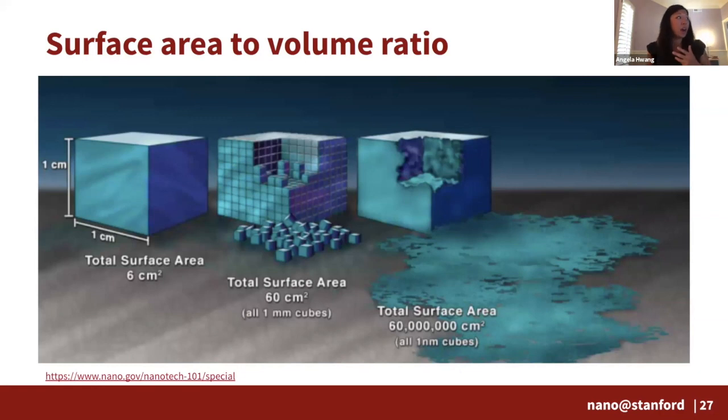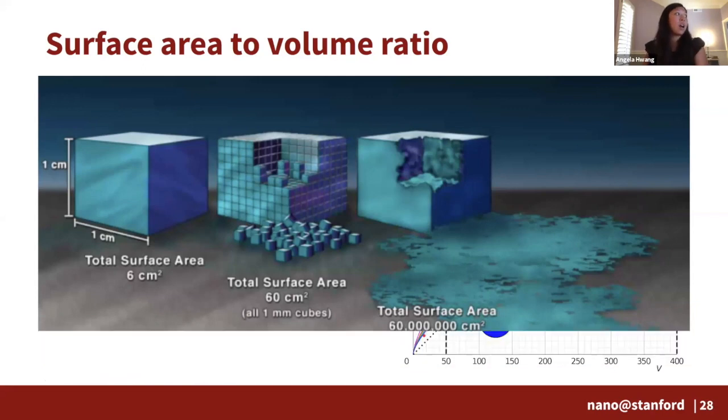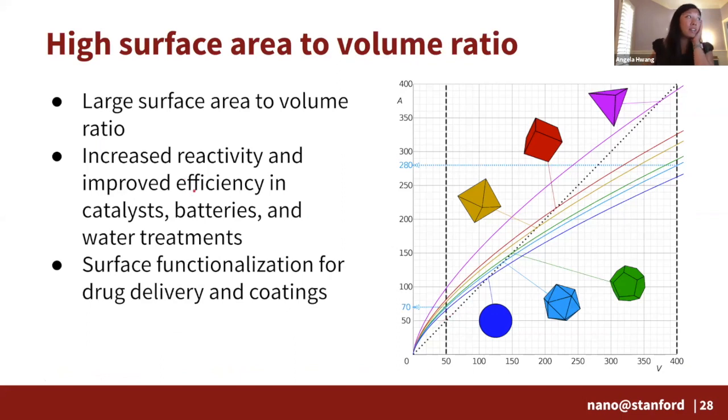As you cut up this cube into smaller and smaller pieces, your surface area is actually increasing by an order of magnitude. And then if you cut them into 1 nanometer cubes, what is this? 6 orders of magnitude larger. And that is really useful when it comes to, like I said, chemical reactions. You can have better reactivity.